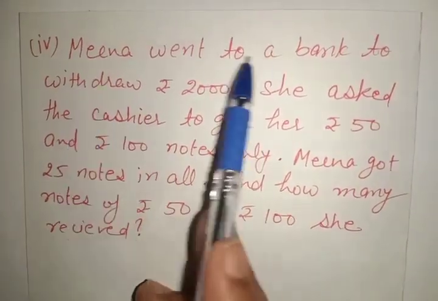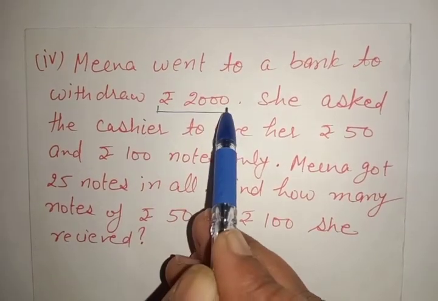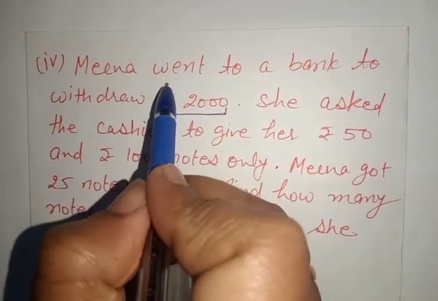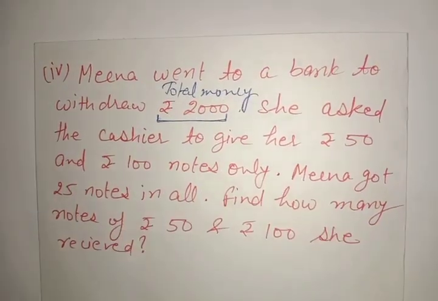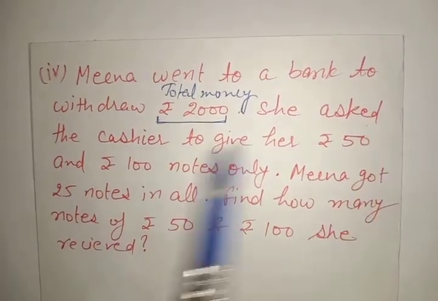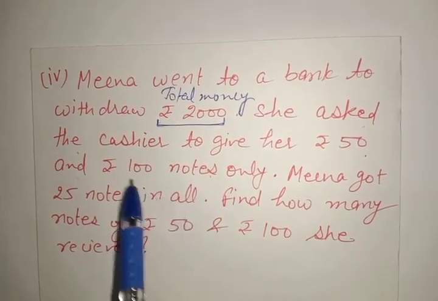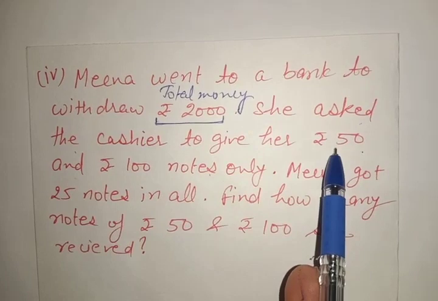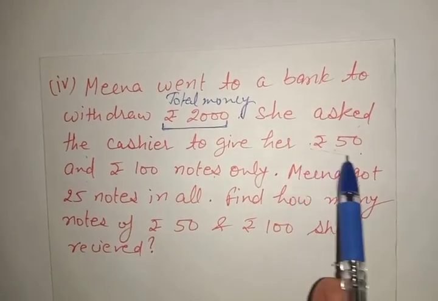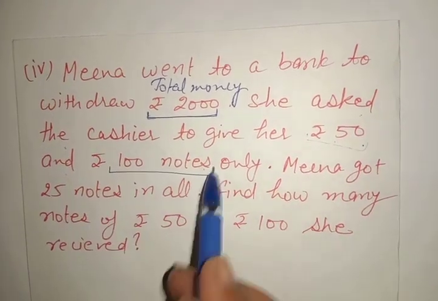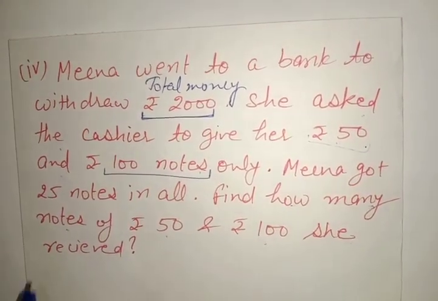Meena went to a bank to withdraw rupees 2000. So total money is 2000. You can write here only, total money. Total money is 2000. She asked the cashier to give her rupees 50 and rupees 100 notes. It means the denomination on the notes, means the word written on the note. Denomination is rupees 50 and rupees 100. So how many notes of 50 and 100 she received?